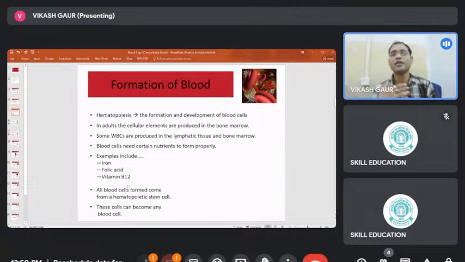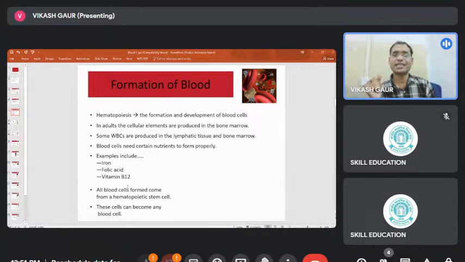How is blood formed in the human system? That is called hematopoiesis. The formation and development of blood cells occur in the bone marrow, and in adults, the cellular elements are produced in the bone marrow. This is a continuous process. After aging, blood cells are destroyed in the endothelial system, and new cells are transported by the blood from the bone marrow. Some WBCs are produced in the lymphatic tissue and bone marrow also. So blood cells form in the bone marrow and lymphatic tissue.